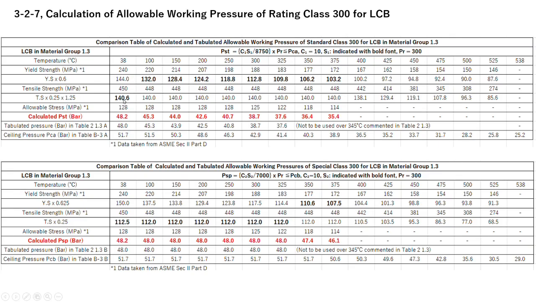So at 38 degrees Celsius, the tensile strength value is the lower value indicated. So assign the S1 number, and for 100 and 150 up to 375, the yield strength value is indicated as the S1 selected value with bold font.